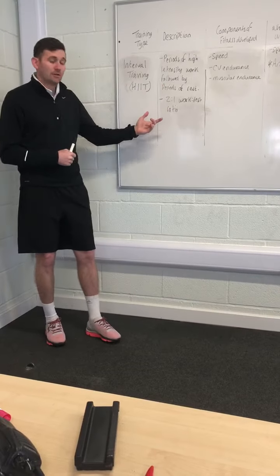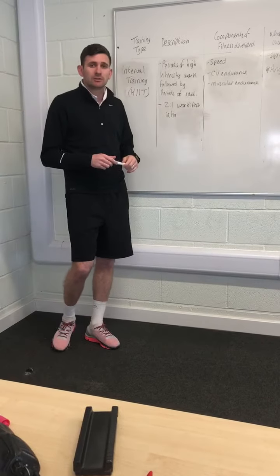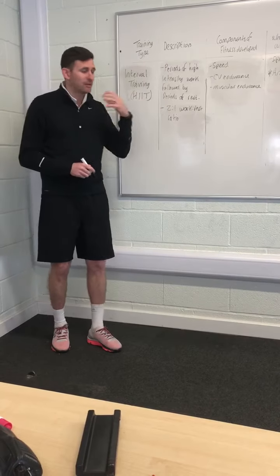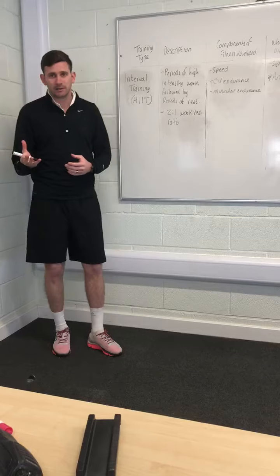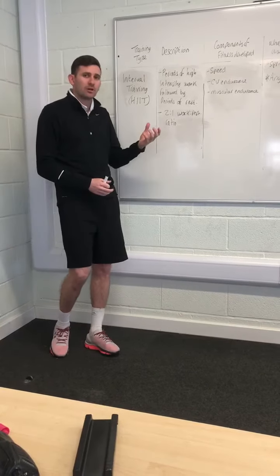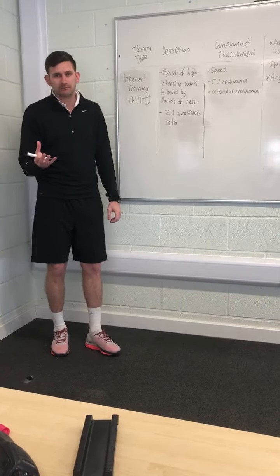The idea is for your GCSE, you'll need to know that it's usually done on a 2-to-1 ratio, which means you'll do maybe 30 seconds of work, 15 seconds of rest. Okay, so you'll do 2 portions longer, and then you'll have half of that time as a rest portion.